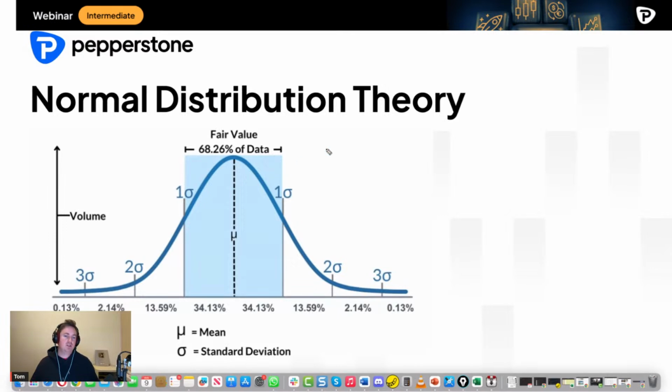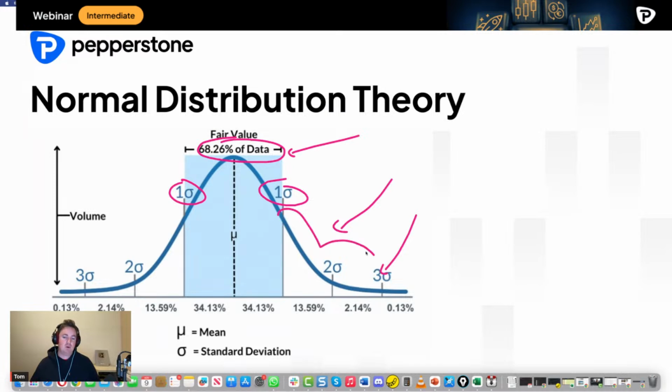Normal distribution theory states that pretty much 68.26% of data will be held within 1 standard deviation. And in fact, if you trade options as well, it goes to 1, 2, 3 standard deviations there as well. And the likelihood of price pushing past that point becomes less and less. Therefore, most of the time, it's going to stay within this statistical fact.